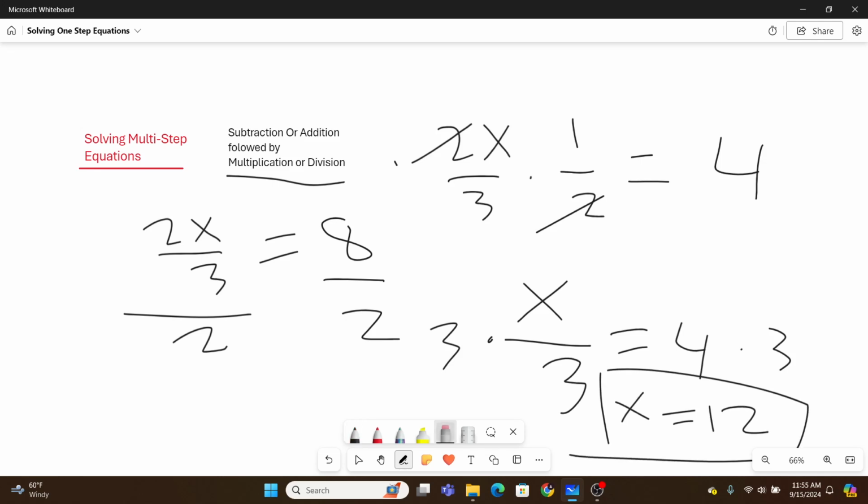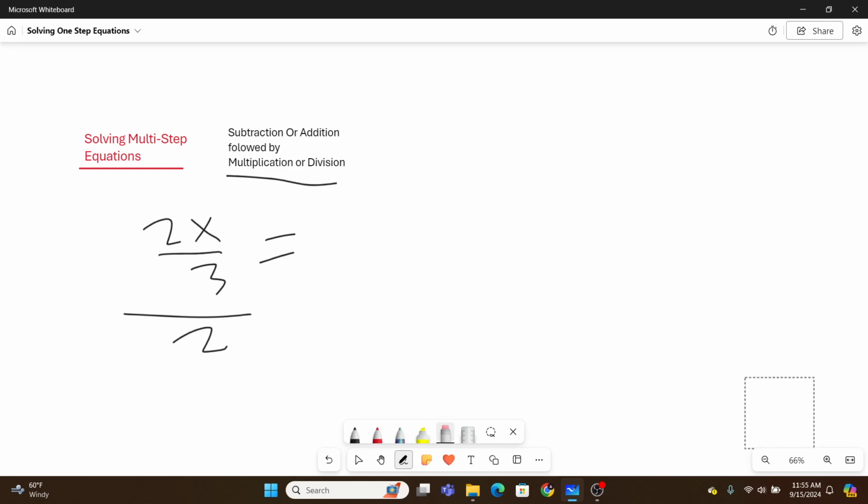So that is the essentials of solving multi-step equations. And in the next tutorial, I'll be going over equations with parentheses, which becomes a little bit more complicated, but it's still easy.